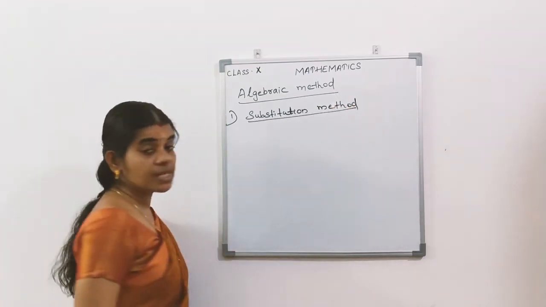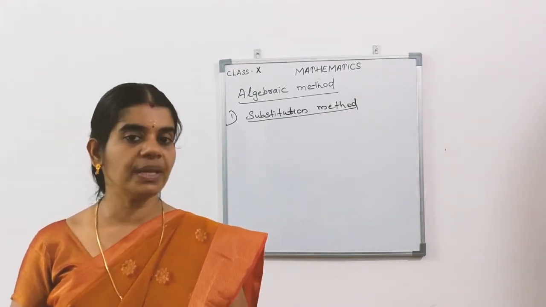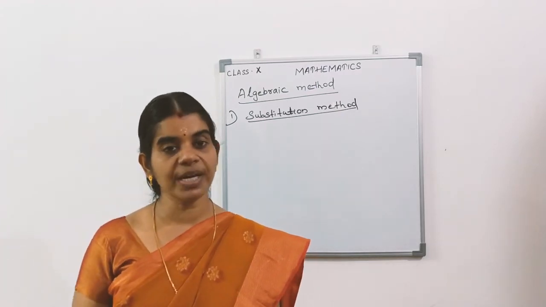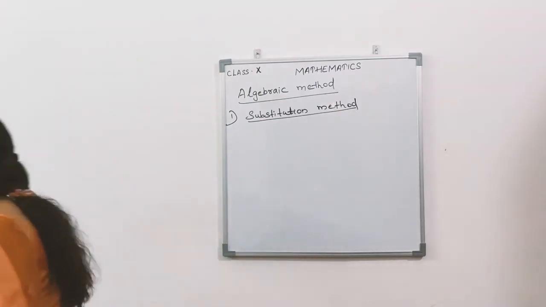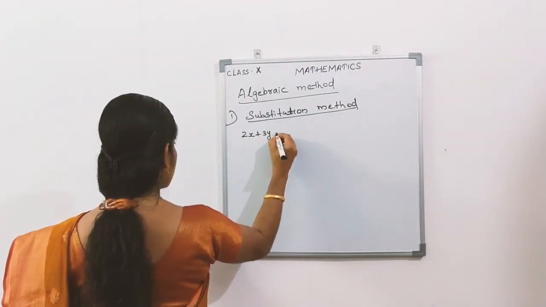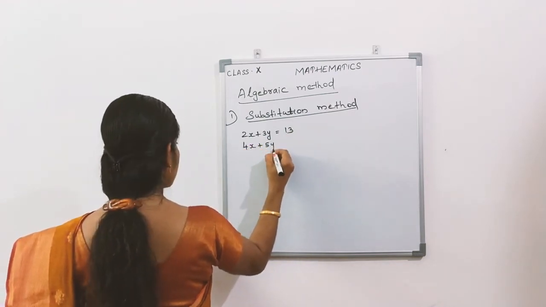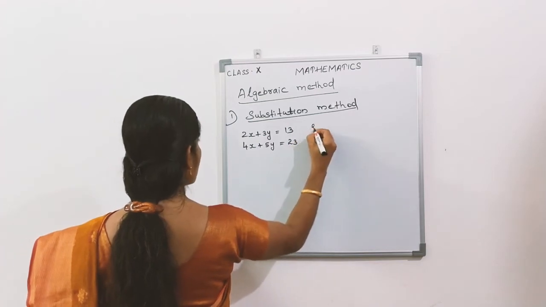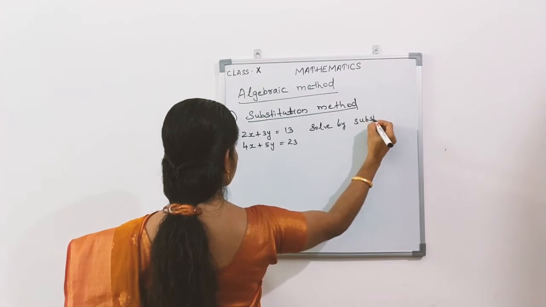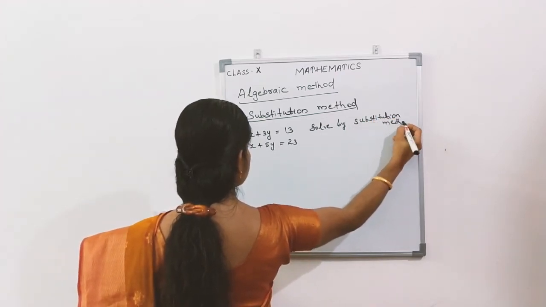What is the meaning of substitution method? ഒന്നിനു പകരം മറ്റൊന്ന് വയ്ക്കുക. That is the meaning of substitution. I will show substitution method through one example. Just write the question. 2x plus 3y is equal to 13. 4x plus 5y is equal to 23. Solved by substitution method.